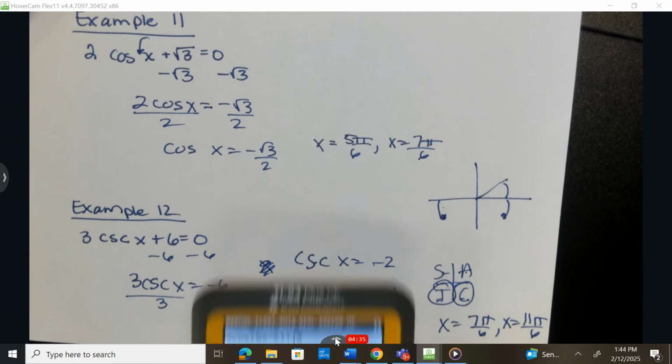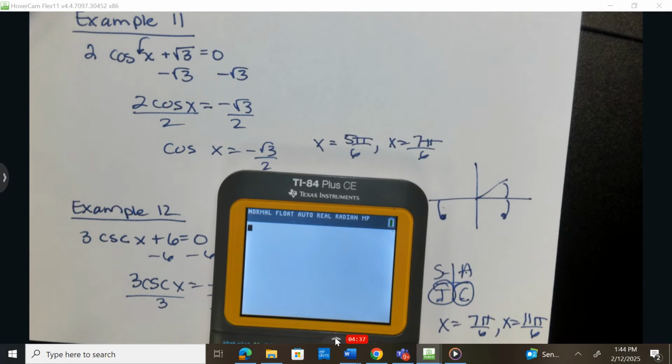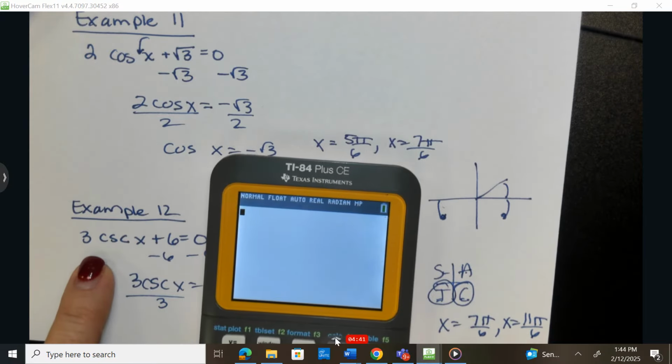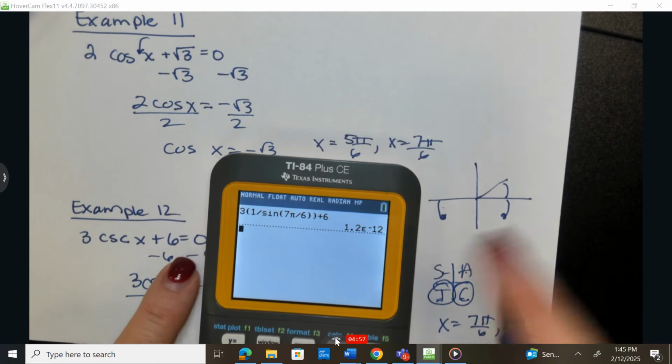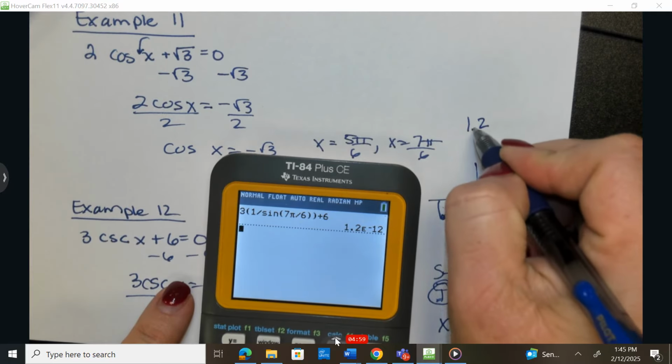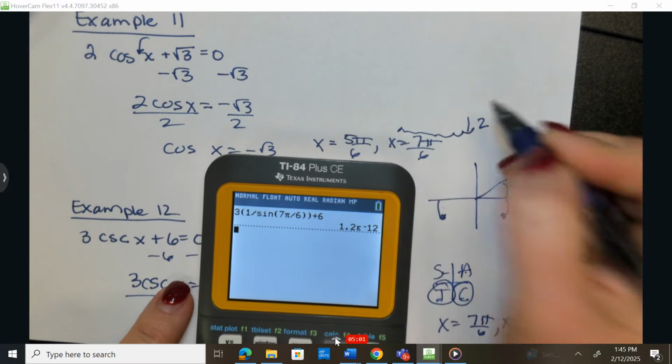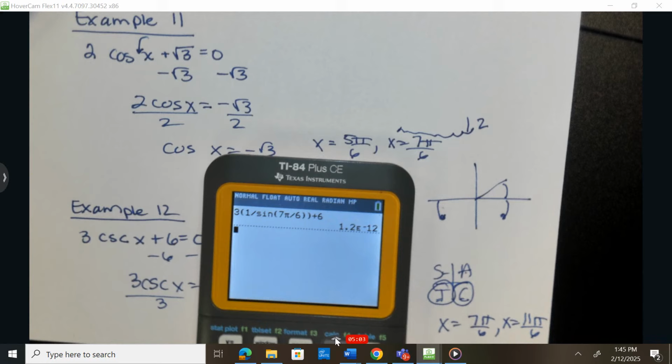Let's make sure I correctly answered this question. So I'm going to type this in as 3, and now I want 1 divided by the sine. In that position I can try either one. Let's try 7 pi divided by 6, and then I want to add 6 to this, and I better get an answer of 0. So think of this. This is 1.2, and we're going to go backwards 1, 2, 3, all the way back here. That's basically 0. Let's try the next one.